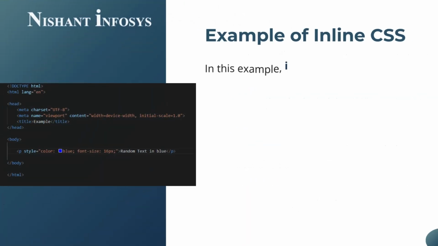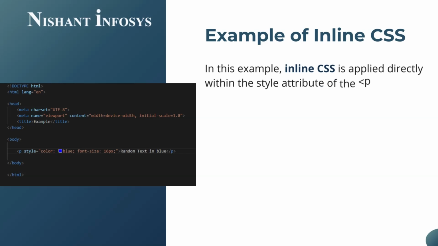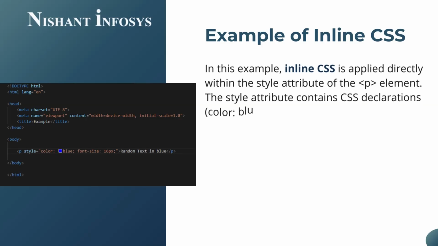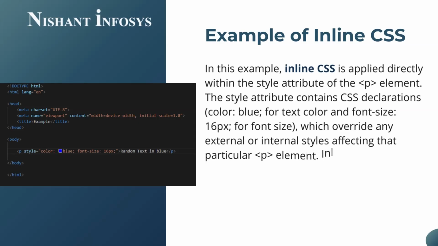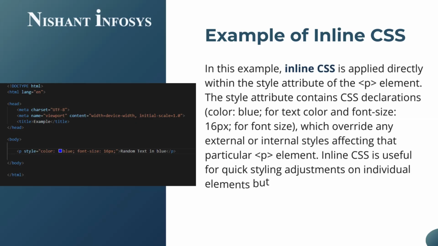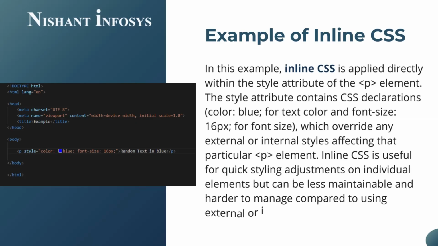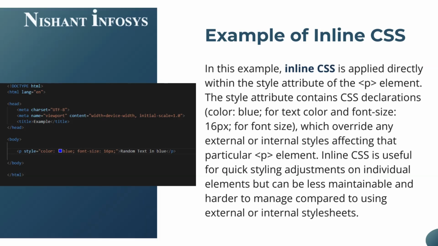Example of inline CSS. In this example, inline CSS is applied directly within the style attribute of the p element. The style attribute contains CSS declarations, color: blue for text color and font-size: 16px for font size, which override any external or internal styles affecting that particular p element. Inline CSS is useful for quick styling adjustments on individual elements but can be less maintainable and harder to manage compared to using external or internal style sheets.